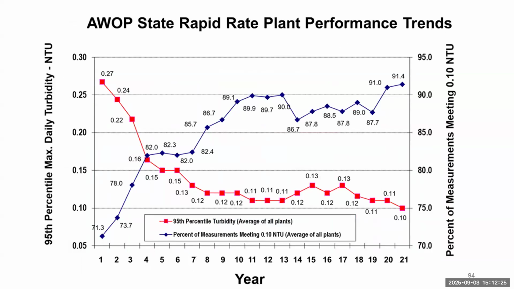And here's an example of how they are meeting turbidity levels. The red line is the actual 95th percentile turbidity. We're starting on the left-hand side with turbidities just under 0.3, like 0.27, 0.24. And on the far right of the screen, the red line is getting down to 0.11. We're getting close to 0.1, and we're achieving that 0.1 NTU. The blue line is the percent of measurements that are meeting that 0.1 NTU optimization goal, and we went from 71% all the way up to 91% in this period.